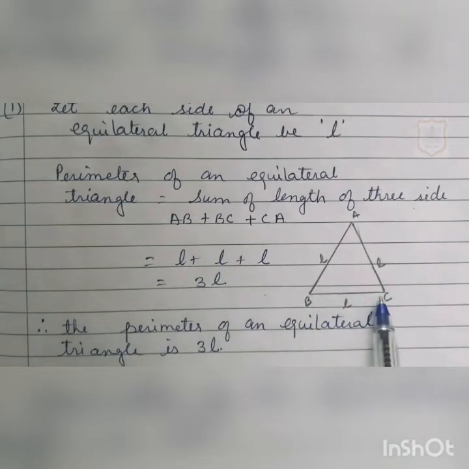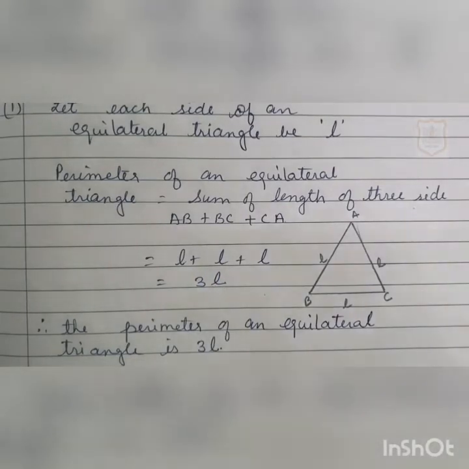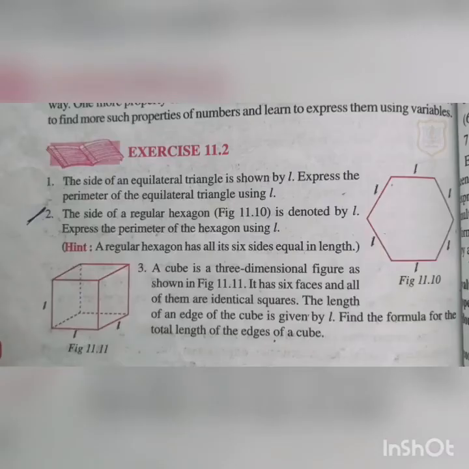Therefore, we can write that the perimeter of an equilateral triangle is 3L. Question number 2 is your homework.